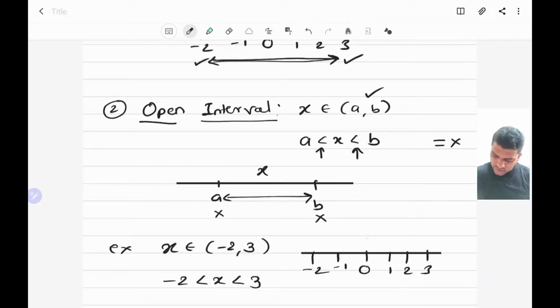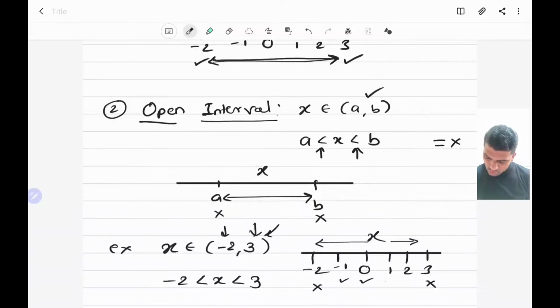So what is the meaning of this? Try to understand, if it is an open interval, then X cannot take the value of -2, which is the first value. X also cannot take the value of the last number, that is 3. So only values between -2 and 3 are allowed, like -1, 0, 1, 2, or if you want you can take a few rational numbers, but make sure that X lies between -2 and 3.